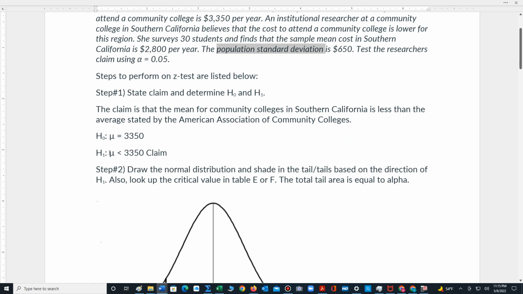So the claim is that mu is less than 3,350. That is the claim. Since we have a less than symbol, it's also an H sub 1 statement. The H naught statement always has the equal sign. It is mu equal to 3,350.